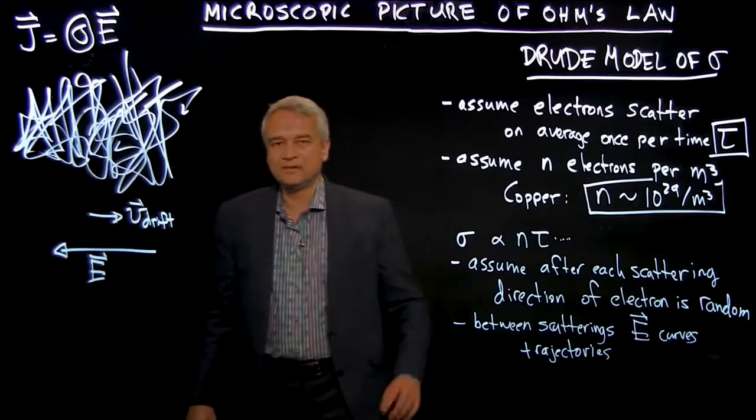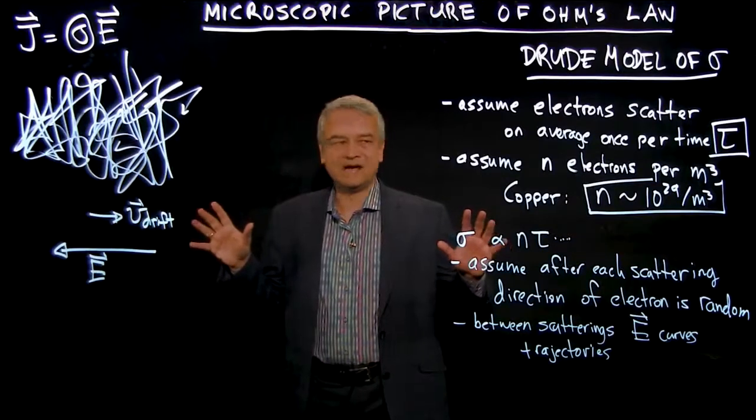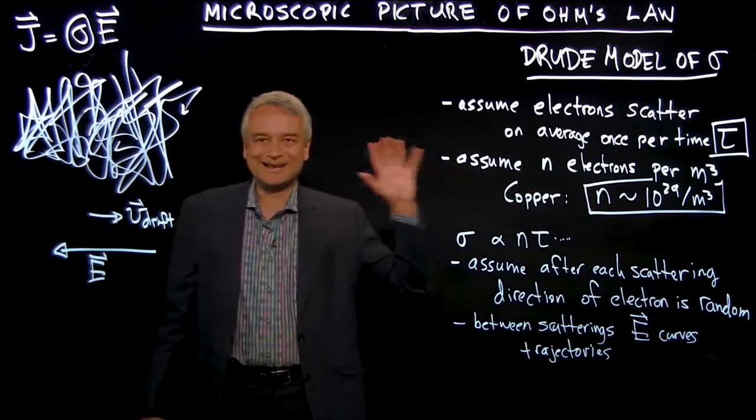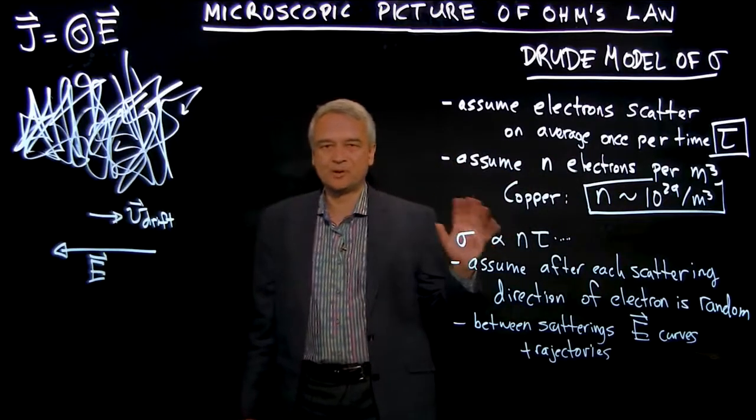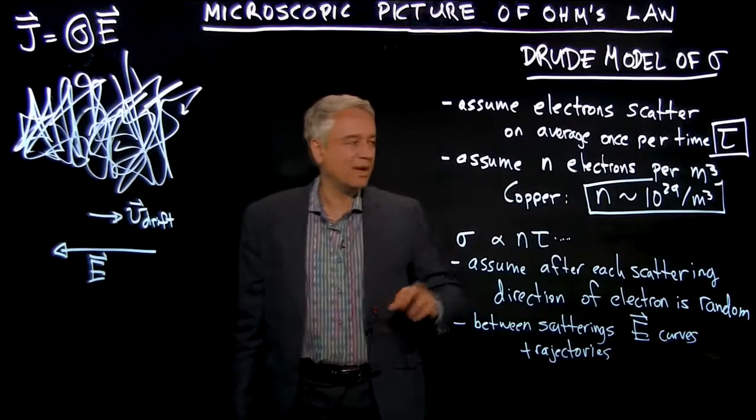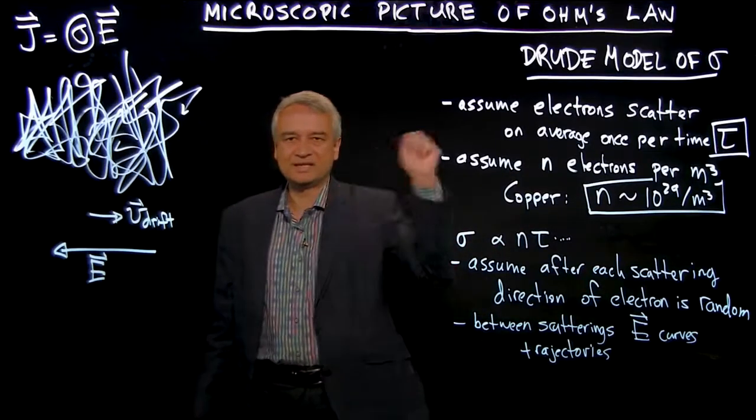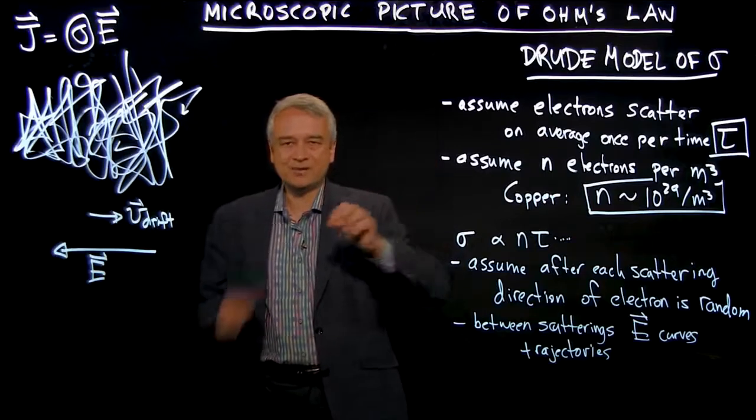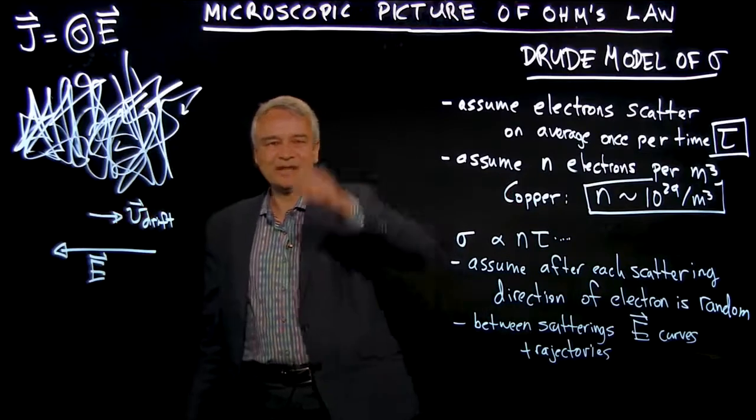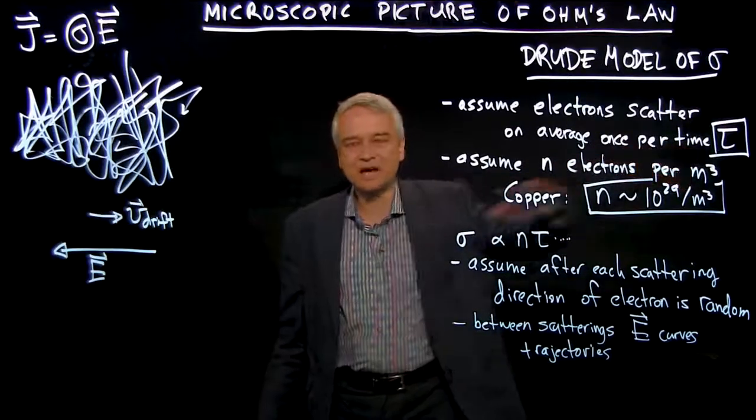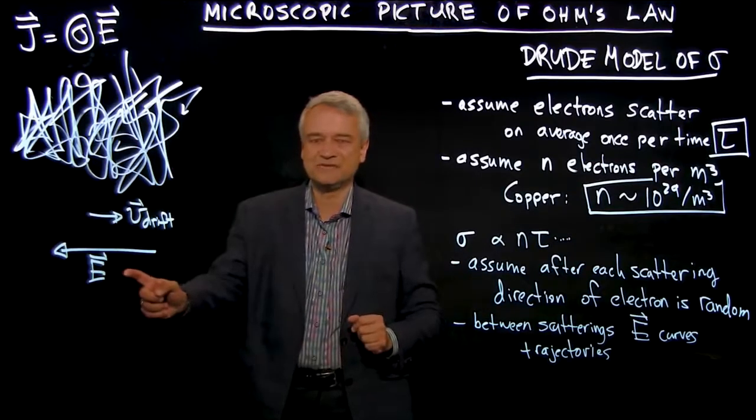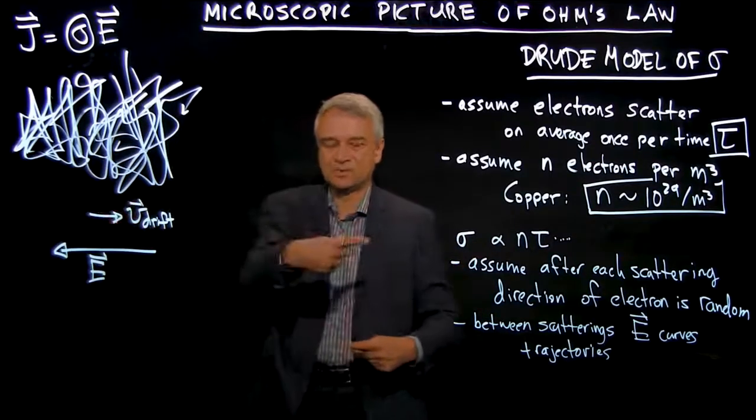So the picture in full is I have 10 to the 29 electrons per cubic meter. They are rattling around at an incredibly high speed, in copper about 100,000 meters per second, whizzing around very, very high speed. Once every tau, they scatter. When they scatter, they go in a completely random direction. But between one scattering and the next, as they travel about a time tau, they're not going straight, they're being curved. They're being curved because of the electric force that they feel. Electric field points this way, electric force points back that way.